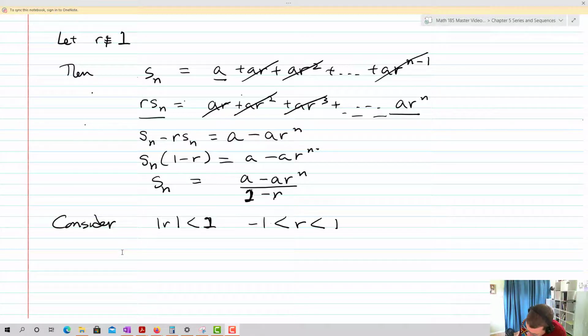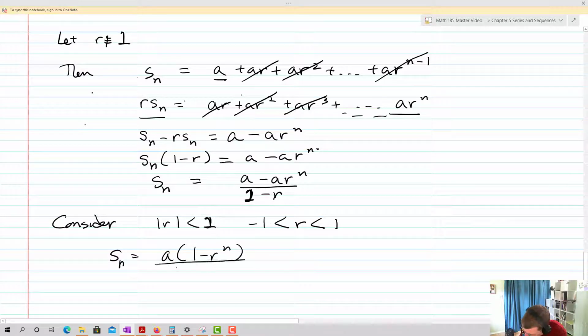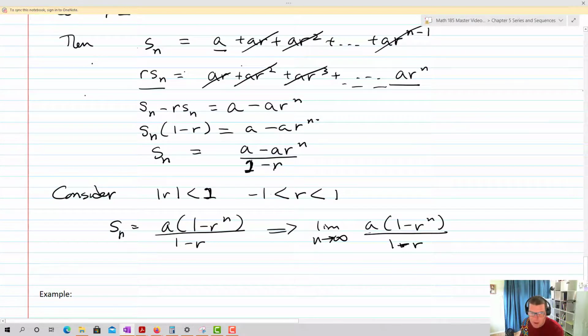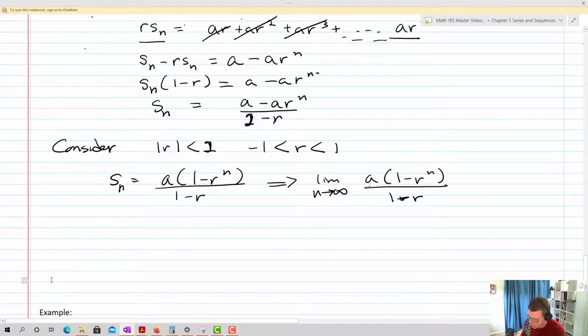Well, let's consider now our Sn, and I'm going to rewrite that as a times 1 minus r to the n over 1 minus r. And let's consider the limit as n goes to infinity of a times 1 minus r to the n over 1 minus r. Well, r to the n is going to go to 0 because the absolute value of r is less than 1. So r to the n goes to 0 as n goes to infinity.